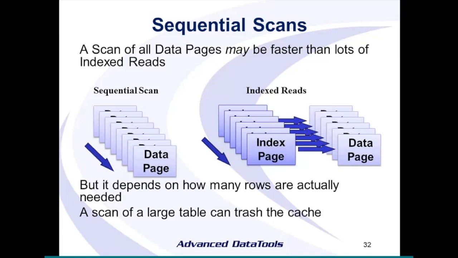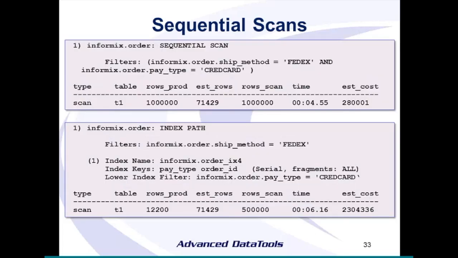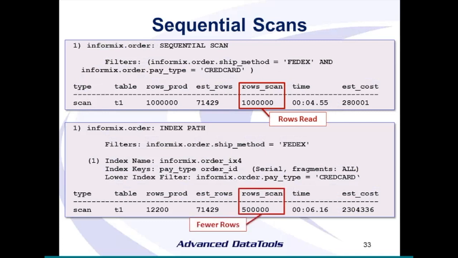So here's an example where I'm reading the same table, the first method doing a sequential scan and the second doing an index read. We can see here we're reading more records through the sequential scan than the index, but the time using a sequential scan is much faster. The index read is actually about 50% longer.